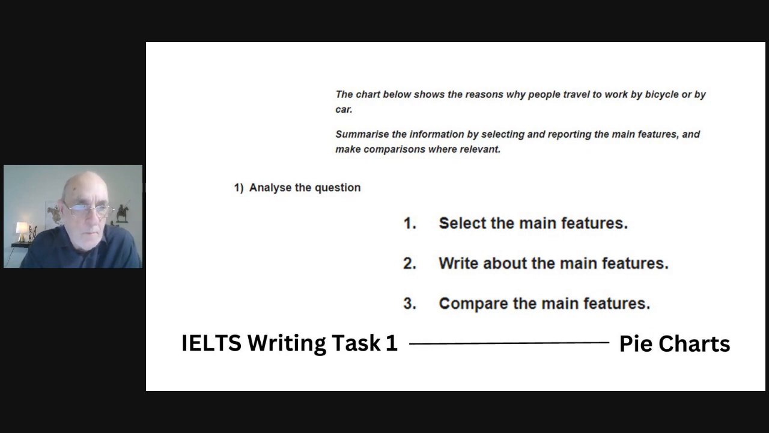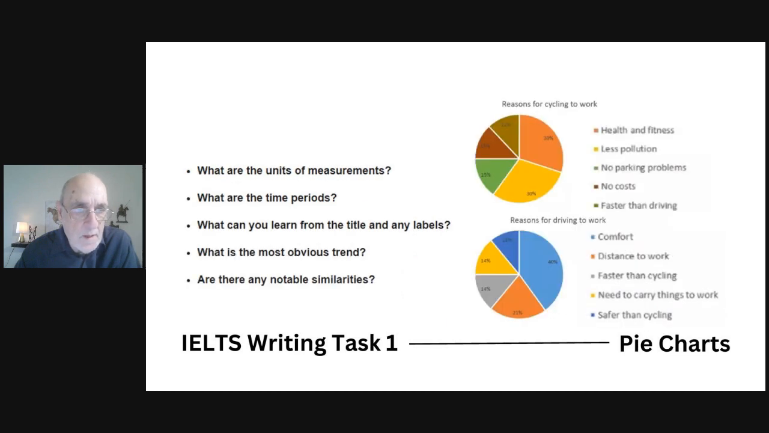When you look at the question, you'll see that when it comes to task achievement, you have three things and only three things that you have to do. You have to select the main features, write about the main features, and compare the main features. So don't do any more than this, don't do any less, and you'll get the score you need when it comes to task achievement. So the first step we want to take when it comes to accomplishing our task and selecting the main features and knowing what to write about is to plan our essay. Because if we take 4 or 5 minutes to carefully plan the essay, we'll write a much better essay in 15 minutes than we would in 20 minutes if we didn't take the time to carefully plan it out.